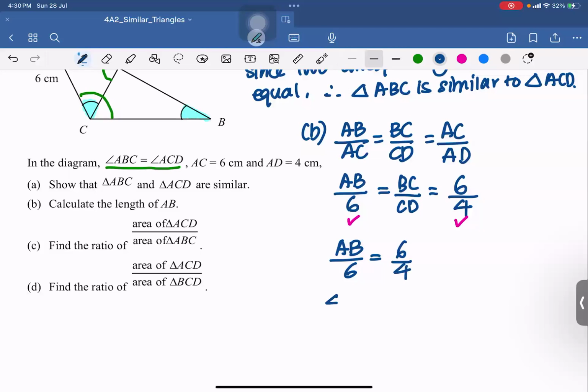Let us do cross multiplication. AB equals 36 divided by 4, so AB will be 9 cm. Have you gotten your answer?